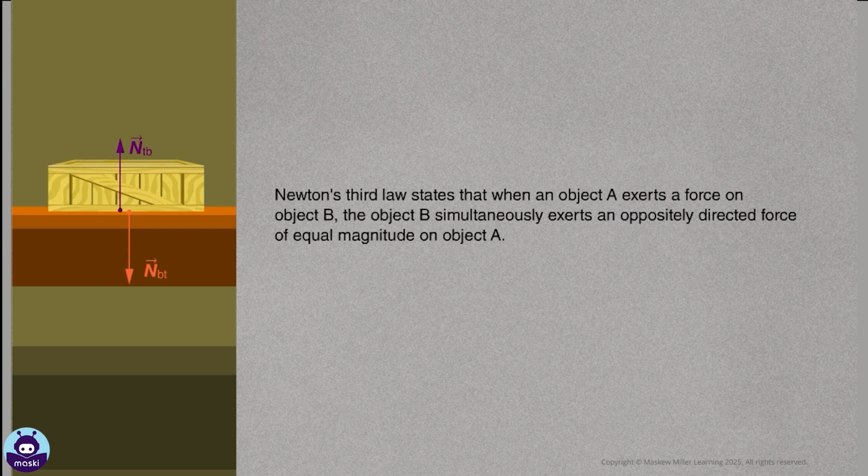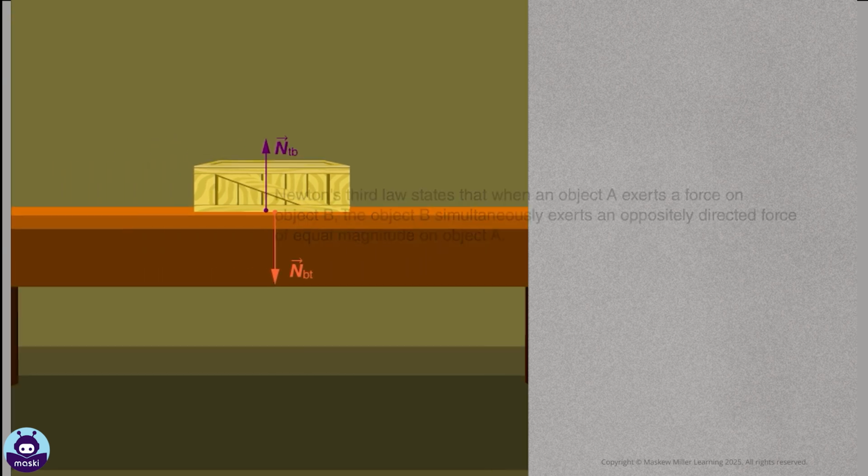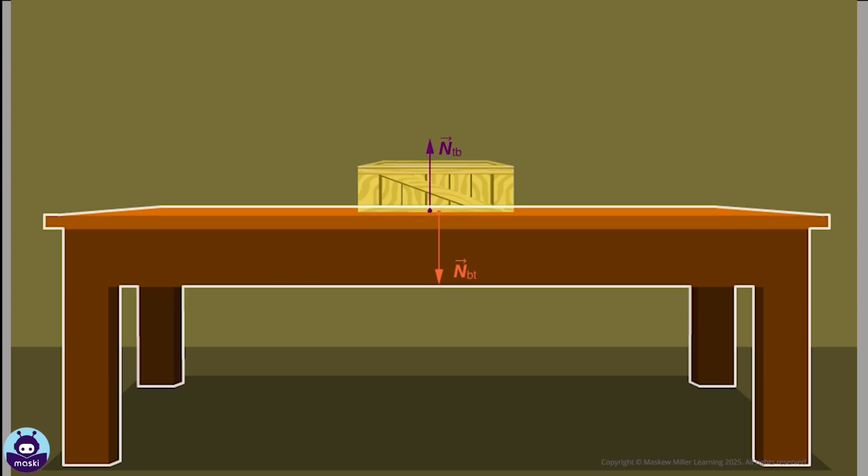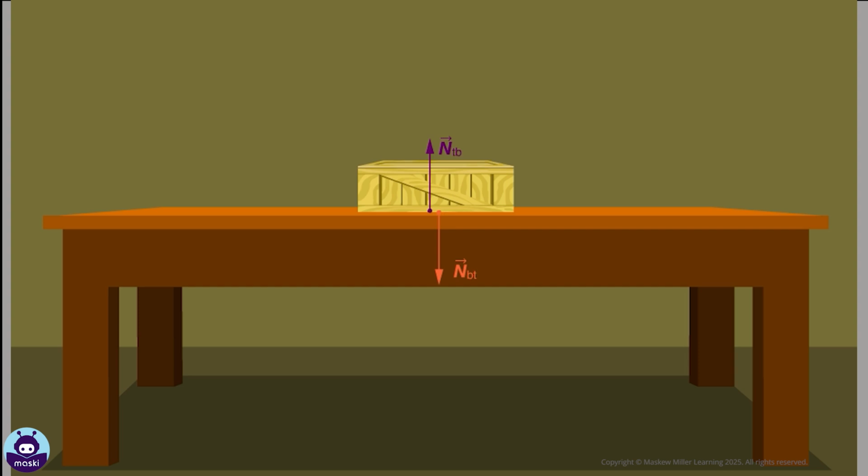Newton's third law states that when an object A exerts a force on an object B, the object B simultaneously exerts an oppositely directed force of equal magnitude on object A. Two bodies that interact always exert a force on one another. Two forces are equal in magnitude but opposite in direction. Newton's third law applies to two objects that are interacting.